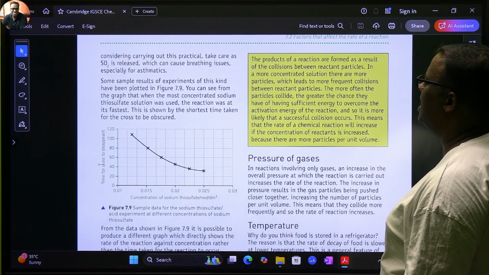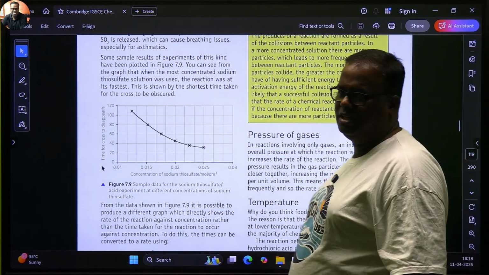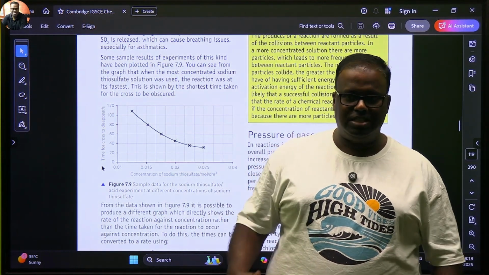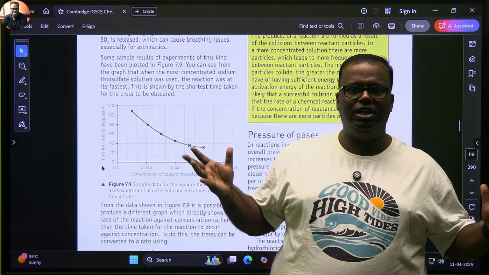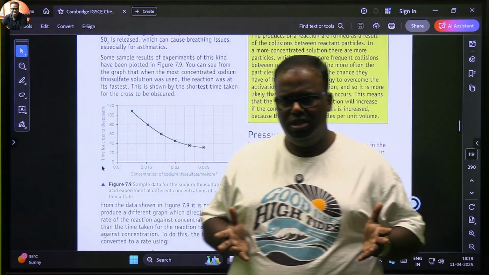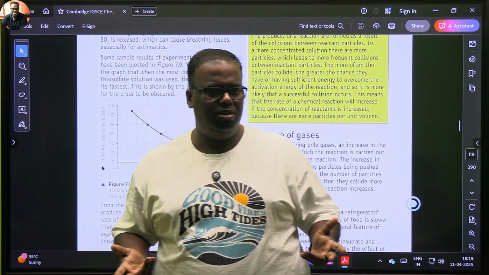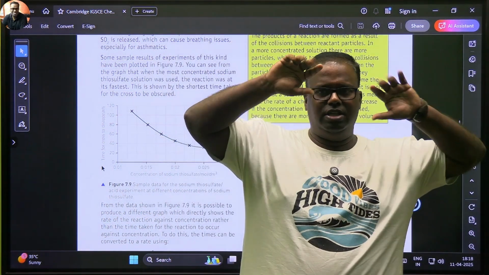Okay, let's discuss pressure. If you have a gaseous reaction, gases can exert pressure only when the gas is trapped in a container. खोल दोगे तो उसका गैस का प्रेशर थोड़ी रहेगा. What is pressure? Pressure is created by continuous... Let us first understand what is pressure.